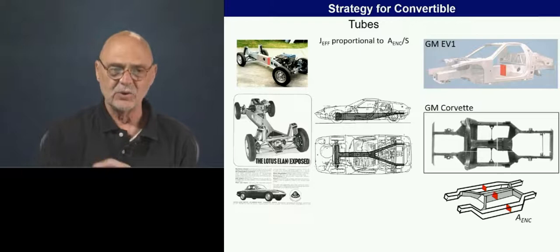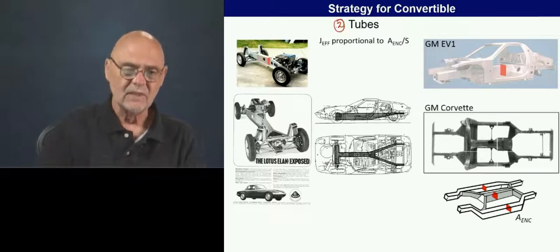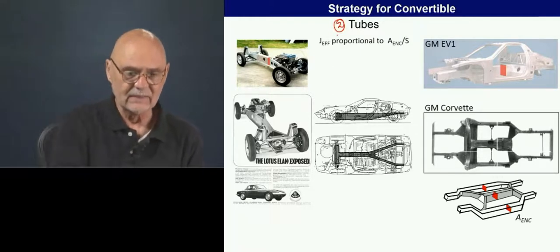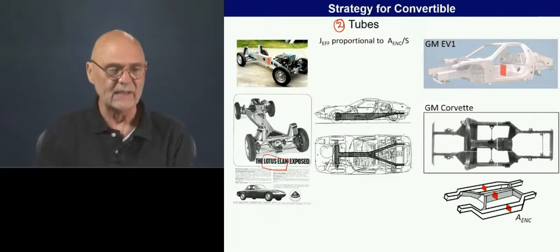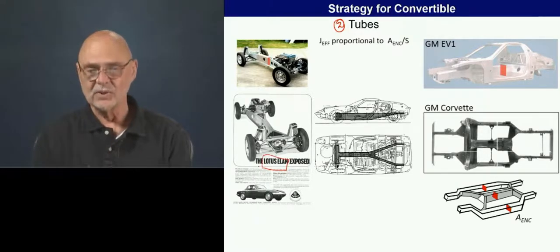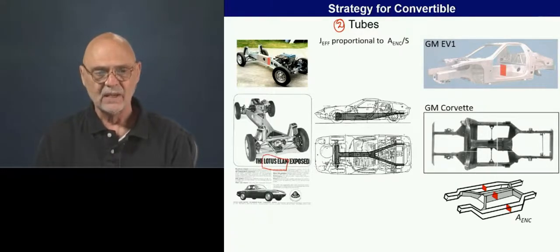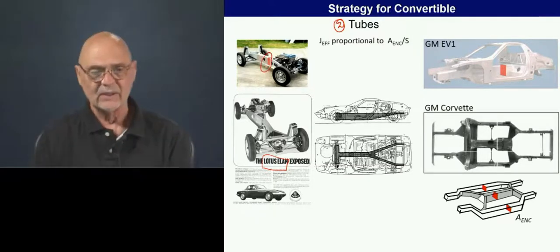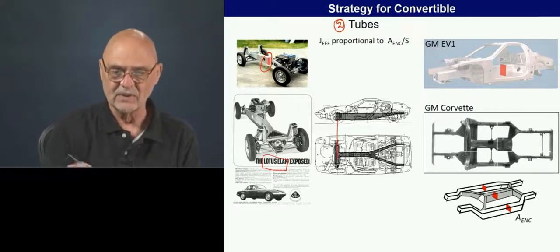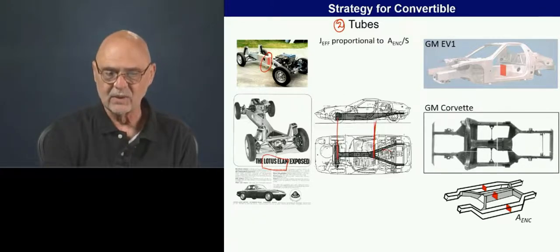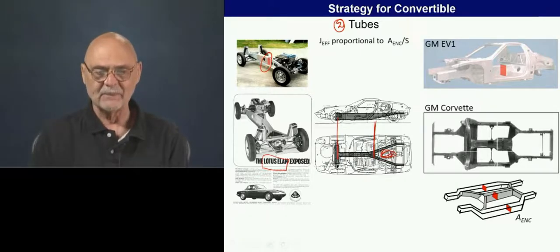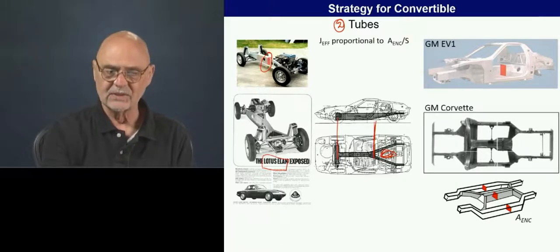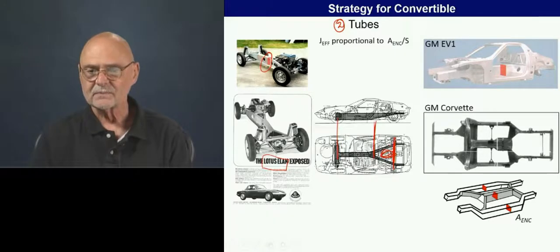Another one is tubes. In this case, this is a Lotus Elan. A lot of their vehicles were famous for this tubular structure. You see the tubular member here running from the front suspension towards the back. This is a rear engine or mid-engine type car, so it has to split before it gets to the rear axle.